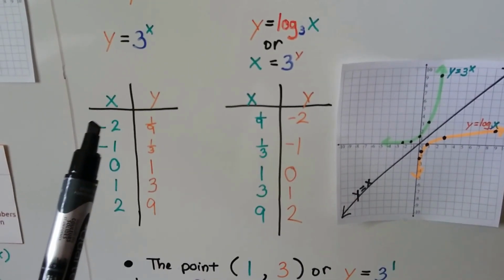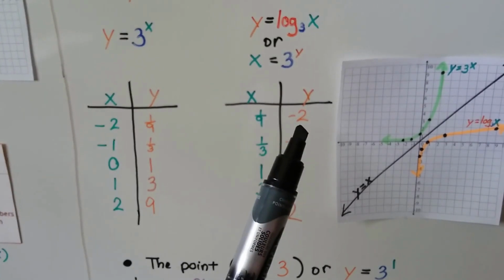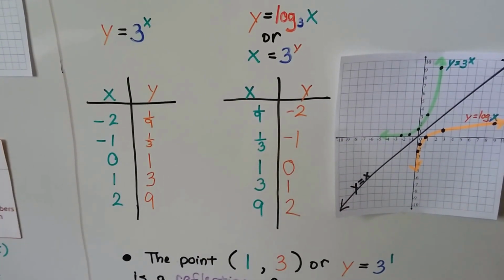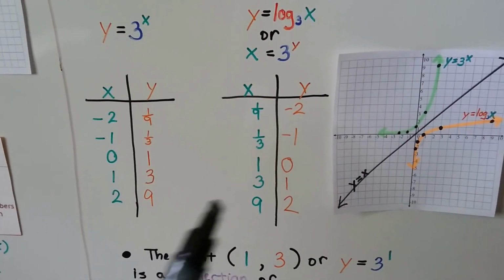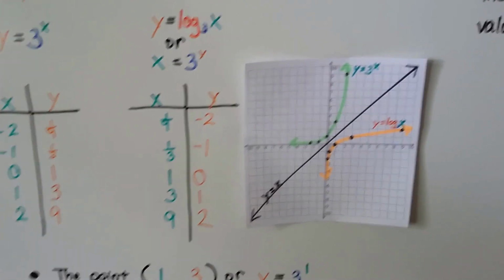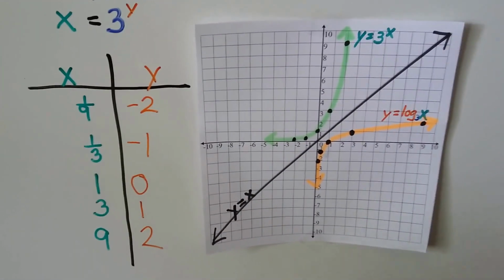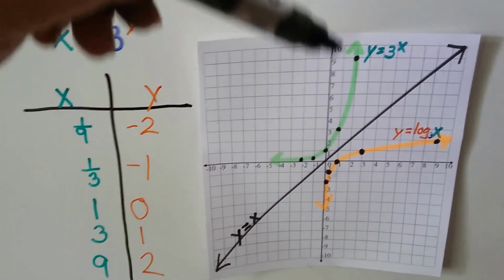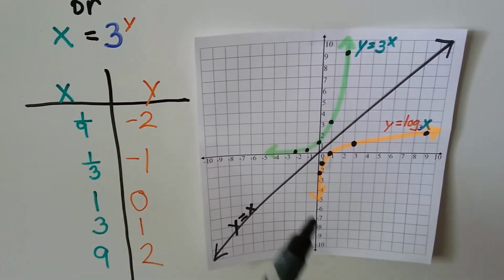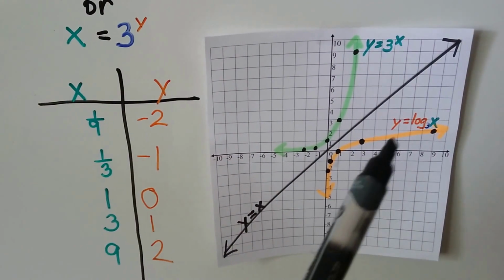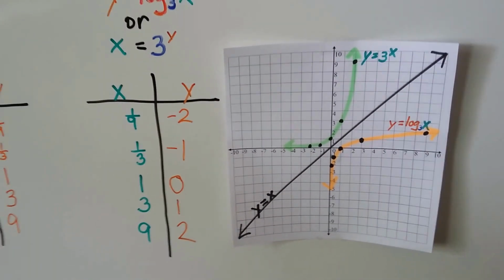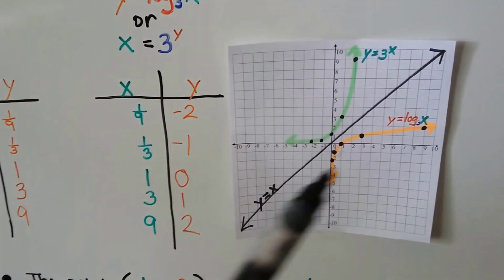We've got an inverse of 2 here for x, but now it's the inverse of 2 for y. See that? That negative 1 is now for the y. See? That 1 for the x is now a 1 for the y. See? And it gives us a reflection when we plot those points. So the green curve is y equals 3 to the x power, and the orange curve is y equals log base 3 of x. It's x equals 3 to the y power.